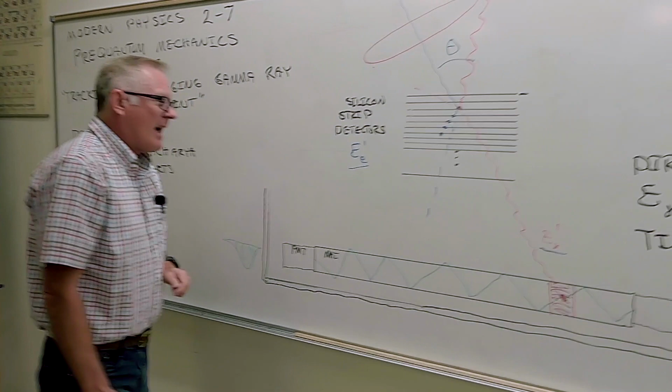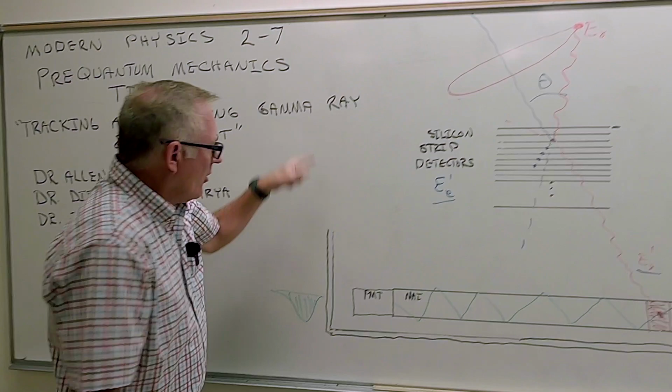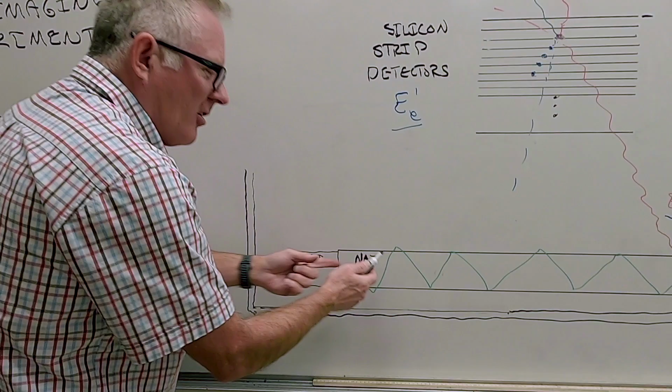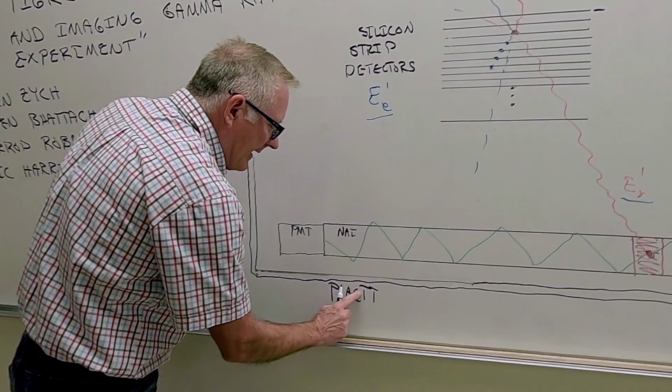Okay, and then outside of the whole instrument right here, we have a thin layer, maybe about an inch thick, of plastic. It's also a scintillator. Plastic scintillator.